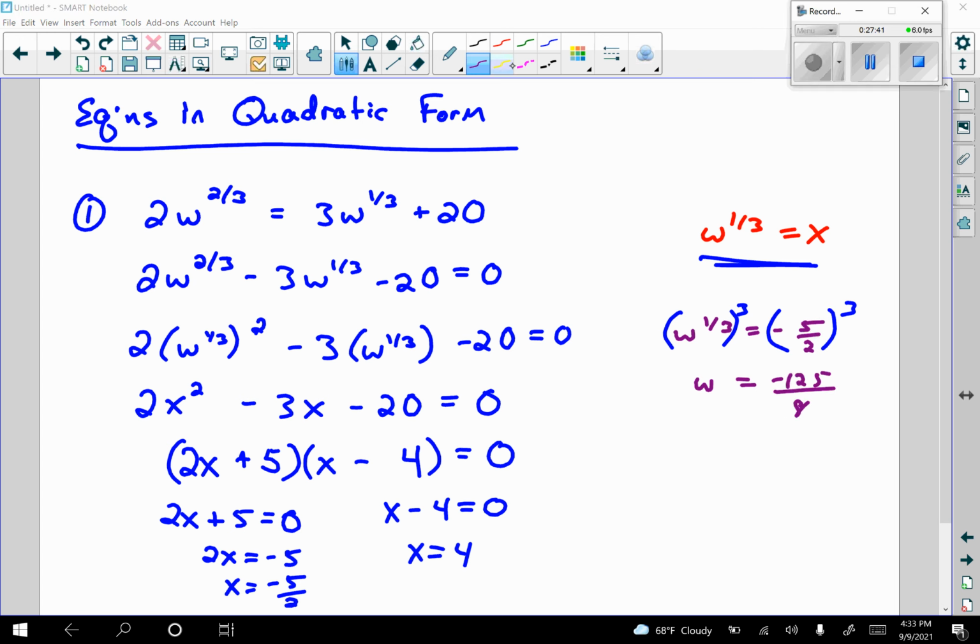So that's one answer. Then I'm going to have w to the 1/3 is going to equal 4. Again, I want to cube both sides. So this will just give me w. 4 cubed is 4 times 4 times 4, which is 64. So my solution set here is negative 125/8 and 64.